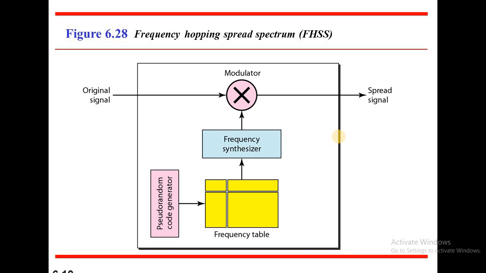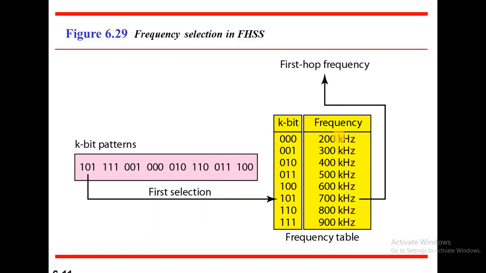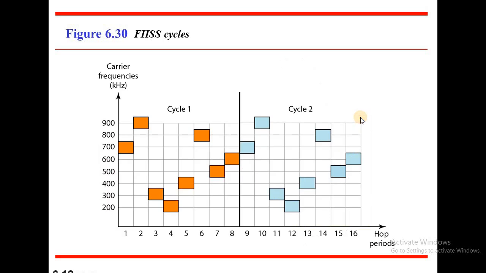A PN derived frequency is generated and then demodulated to produce the output. This is a random number. In this way, the frequency table will be created and then the demodulator will work. This is an FHSS cycle method. In this way, the data will be transmitted and passed.